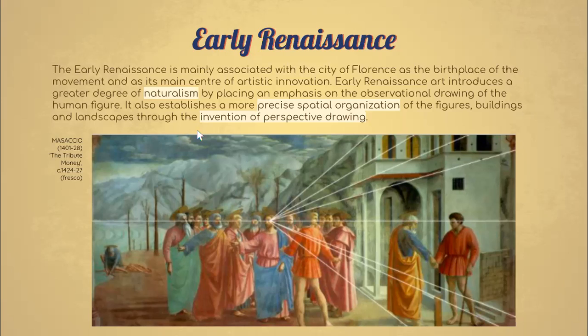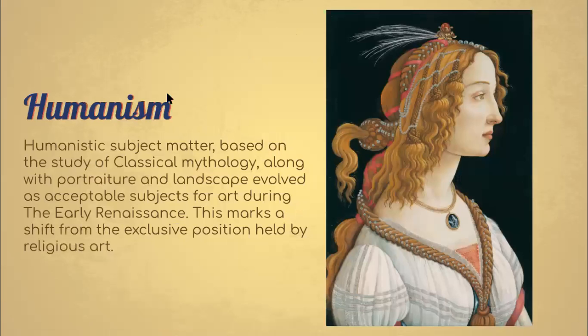Okay, so early Renaissance art introduces a greater degree of naturalism by placing an emphasis on the observational drawing of the human figure. It also establishes a more precise spatial organization of the figures, buildings, and landscapes through the invention of perspective drawing. This is demonstrated in this particular painting, the beginnings of it. Another fancy, very intellectual word: humanism. What is that? A humanistic subject matter based on the study of classical mythology, along with portraiture and landscape, evolved as acceptable subjects for art.